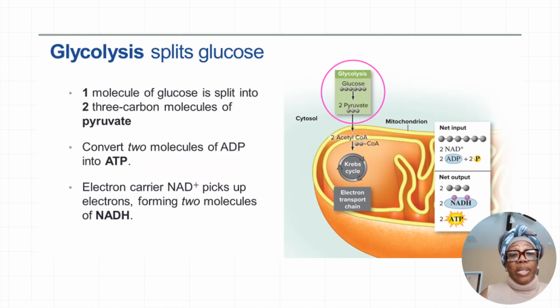So glycolysis actually splits glucose. It will take one molecule of glucose and split it into two of these three-carbon molecules called pyruvate or pyruvic acid. It will convert two molecules of ADP to ATP. Then the electron carrier NAD plus will pick up electrons, forming two molecules of NADH. I don't really expect you to remember that, but what is relevant is that you understand that glycolysis is just the breakdown of glucose into pyruvic acid or pyruvate, which will later be converted into acetyl-CoA.